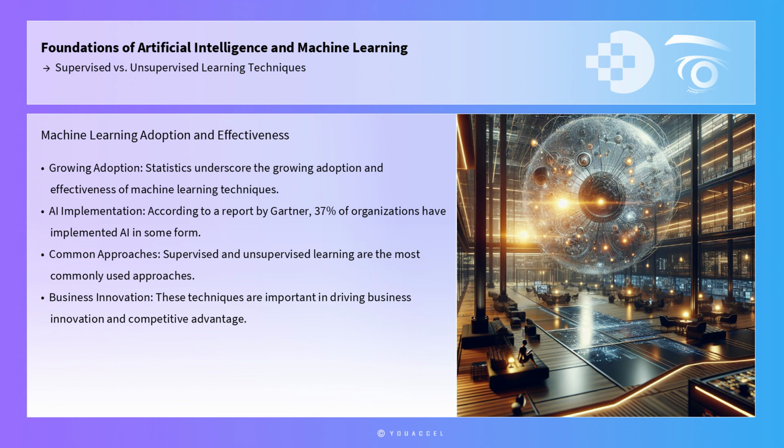Statistics underscore the growing adoption and effectiveness of machine learning techniques. According to a report by Gartner, 37% of organizations have implemented AI in some form, with supervised and unsupervised learning being the most commonly used approaches. The report highlights the importance of these techniques in driving business innovation and competitive advantage.